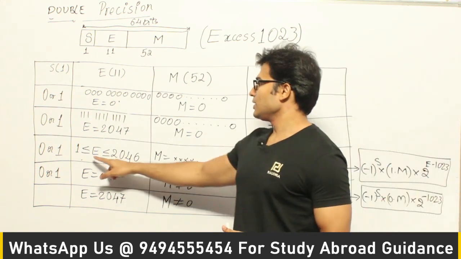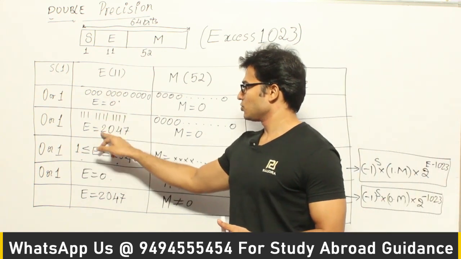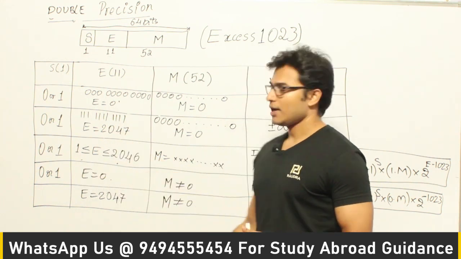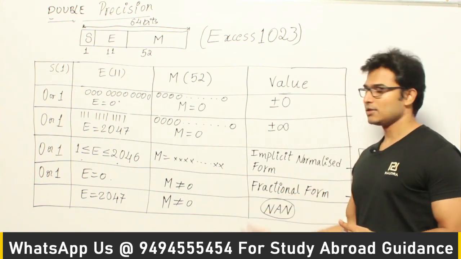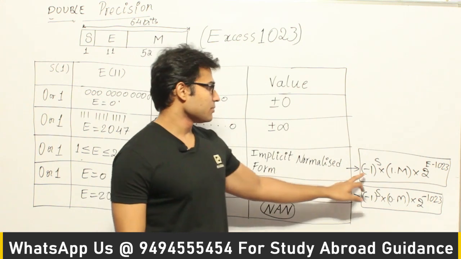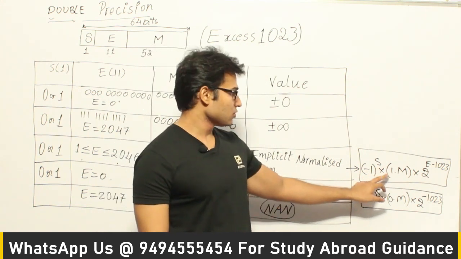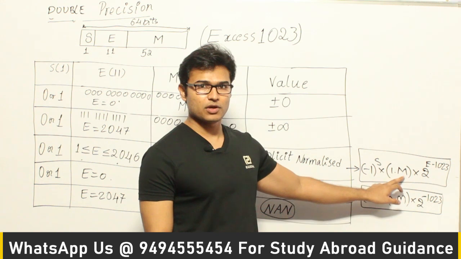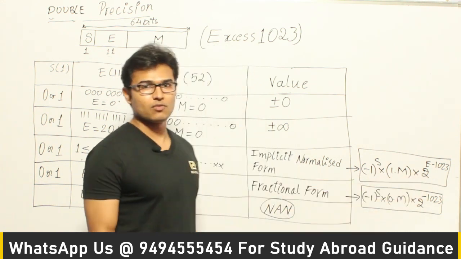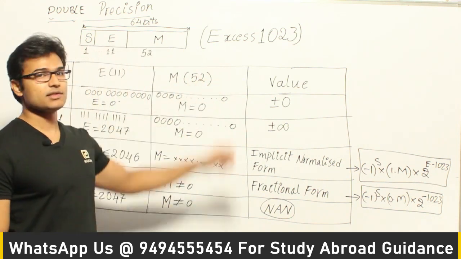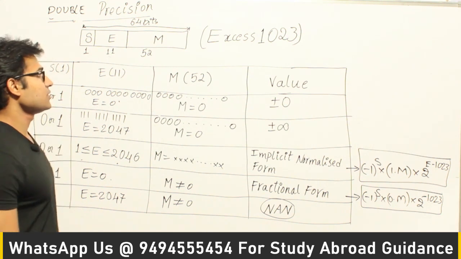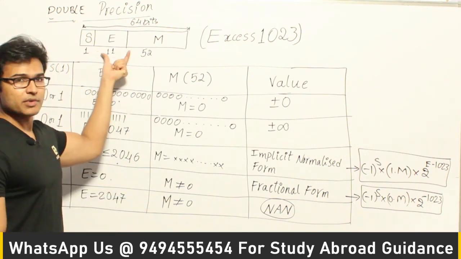So if it is any number other than 0 and 2047, then what are the numbers? 1 to 2046, and whatever the value of mantissa is, it represents the implicit normalization form. So what is the value of it? According to the implicit normalization form, minus 1 power s into 1.m into 2 power e minus 1023. So one thing you should remember here is we are going for XS 1023 representation. Earlier it was XS 127, here it is XS 1023 because the exponent number of bits have been increased.